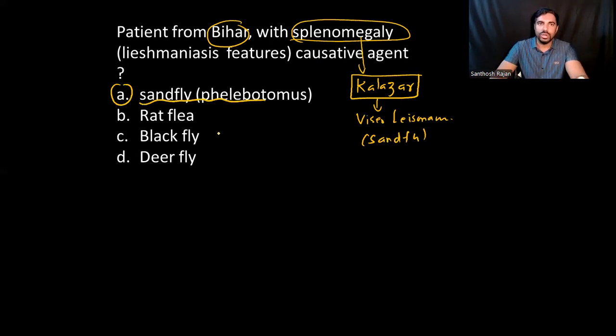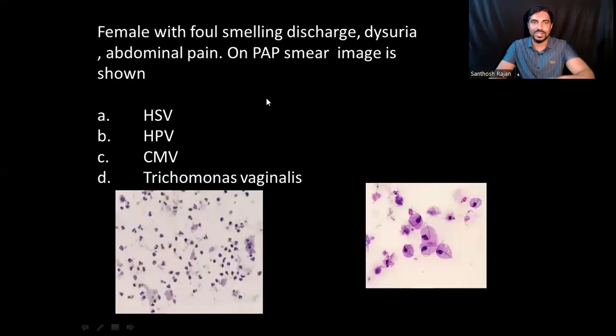Okay. So black fly is the Simulium, river blindness; deer fly, Loa; rat flea, plague. Here we're talking about Kala Azar, so it is sandfly. Black disease is Kala Azar; black death is plague. So to confuse, they might have asked plague, I don't know.